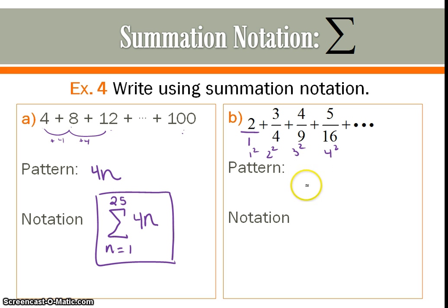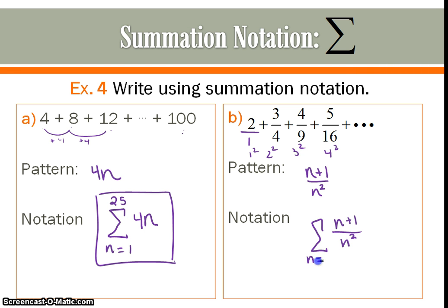So my pattern is, I have on the bottom, for the first term I have 1 squared, second term is 2 squared. It's whatever my term number is, and then I'm squaring it. And on the top, well, the first term is 2, and the second term is 3, and the third term is 4. So the top number is 1 more than the term number. It's my term, n plus 1. So for sigma notation, you're going to sum up your pattern, n plus 1 over n squared.